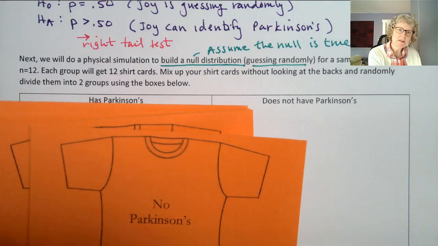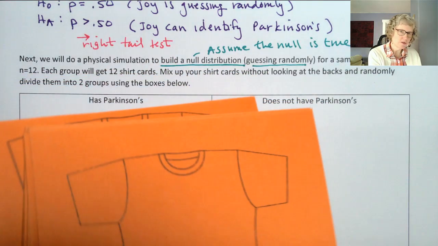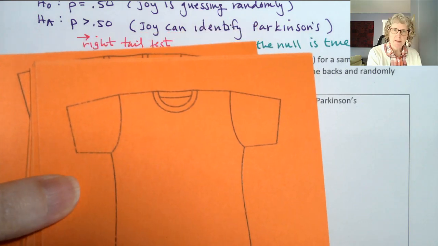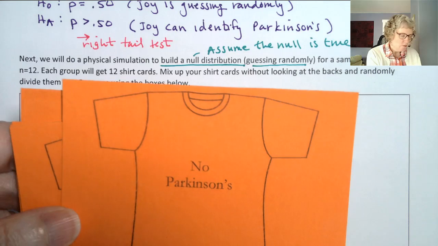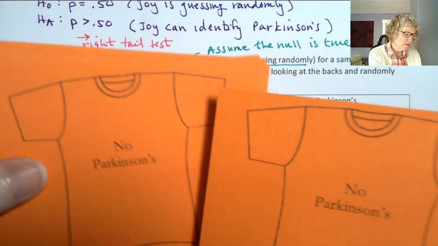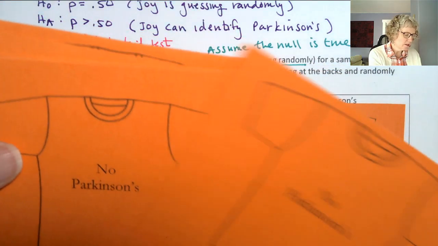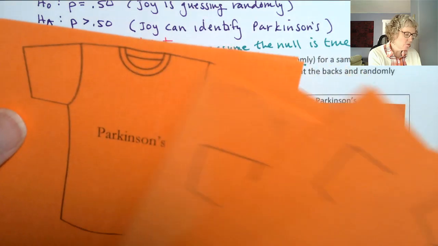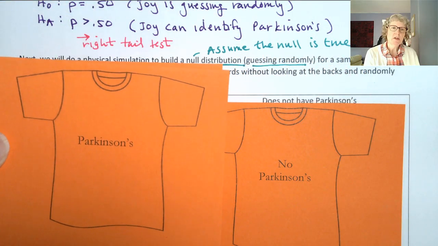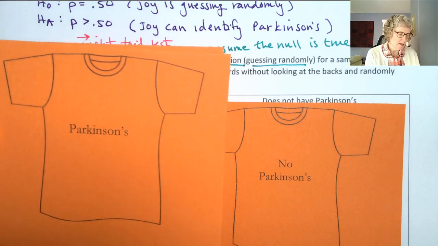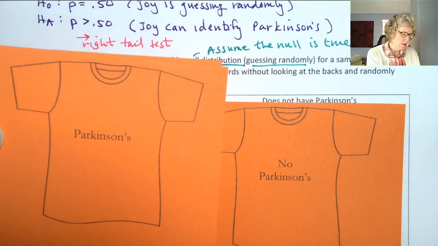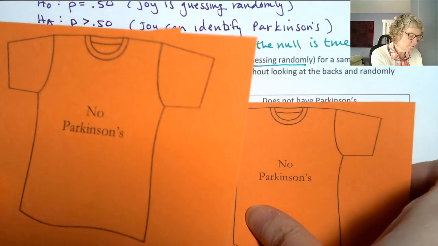So let me show you what these cards look like. There's a shirt, and they're just blank on one side because she wouldn't know. But then the researchers would know, right, that some people had or did not have it. So here's one where the person did have Parkinson's, and this is one where they did not. So I have 6 of each in this deck of cards.